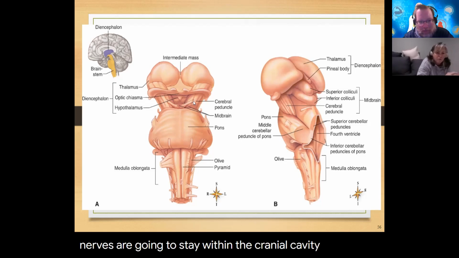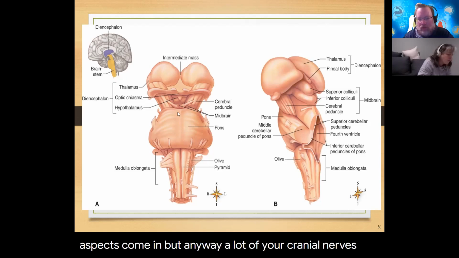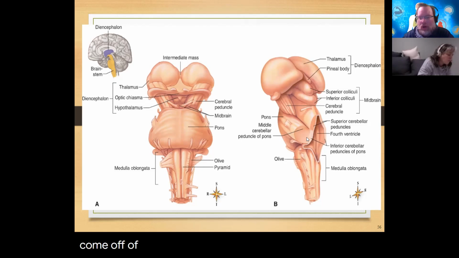We do see a couple that got snipped right here. Those are your optic nerves. Those will go to, those feed your eyeballs, and the visual aspects come in. But anyway, a lot of your cranial nerves come off of the brainstem.